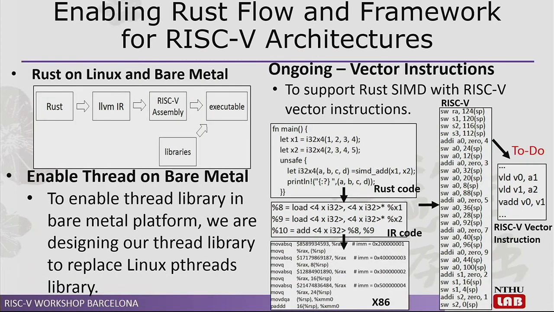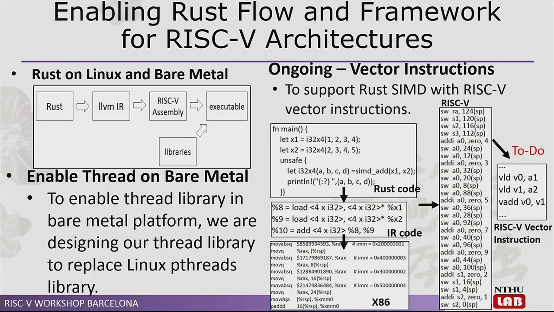In the Rust compiler flow, the Rust front end first translates Rust code into LLVM IR, and LLVM will compile the IR into RISC-V assembly, and then the linker will link the related libraries. To enable threads on bare metal, our thread library can create a schedule to allocate threads while performing context switches. We store the thread information into memory and load the other thread's information.